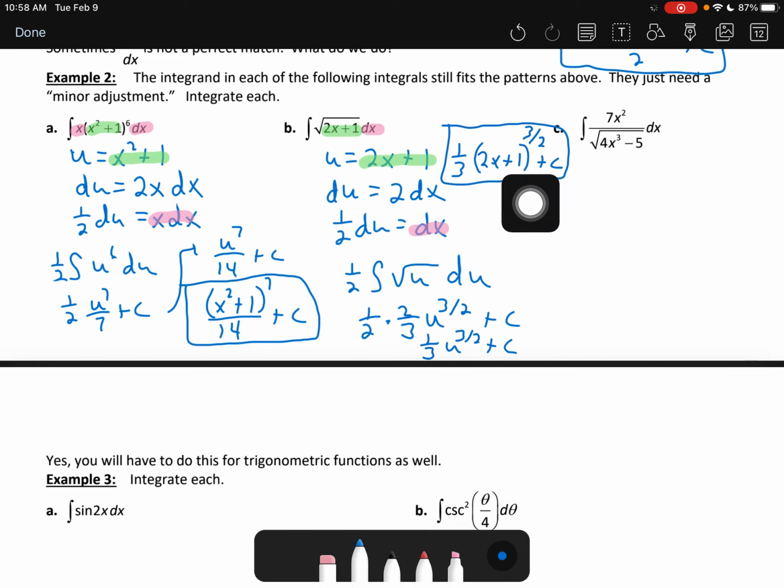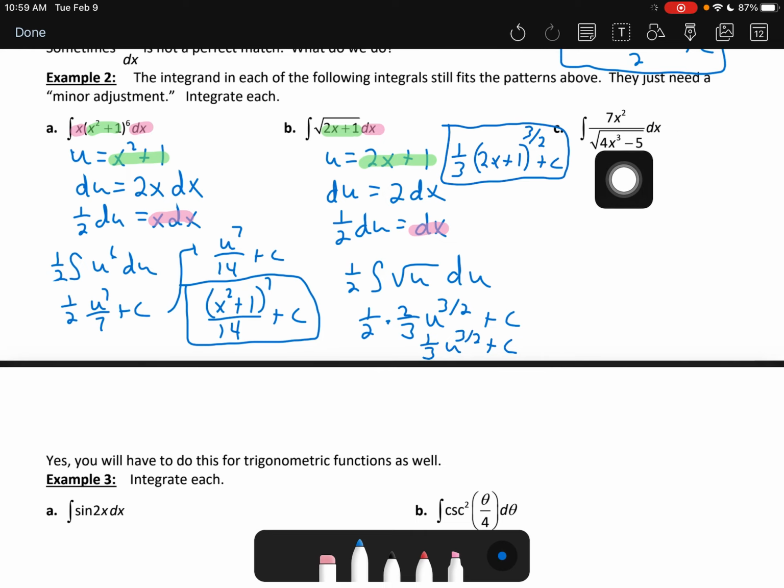3/2 times your 1/3, that would be 3/6, which would be 1/2, and then times 2x plus 1 to the 1/2, but then times your chain rule, which is times 2. That's what's going to cancel out that 1/2 again, if you kind of think that through in your head a little bit. Okay, part C. So this one, we have a quotient. We've got a square root inside of that.